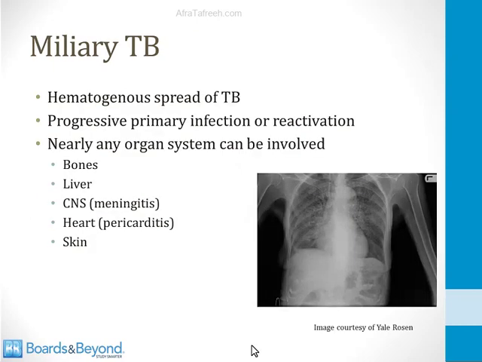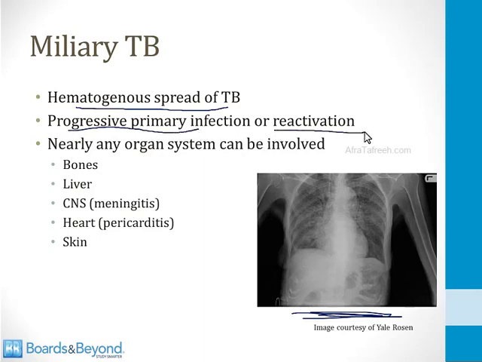So miliary tuberculosis gets its name from the classic appearance on chest X-ray, and this is an example of it here in the bottom right-hand corner. You see these small white lines in both lung fields that look like millet seeds, and that's why it's called miliary TB. And this represents hematogenous spread of the tuberculosis mycobacteria. Miliary TB can occur from progressive primary infection, or it can occur from reactivation.